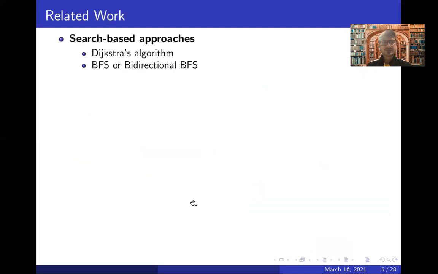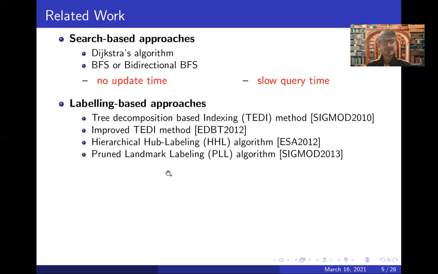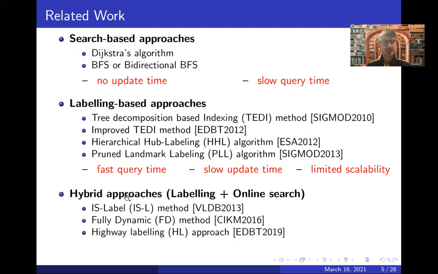There are many approaches in the literature that can be used to address this problem on dynamic graphs. The first one is search-based approaches, which require no update time but have a slow query time. The second one is labeling-based approaches, which guarantee a fast query time but are slow in updating the labeling and also have limited scalability. The next one is hybrid approaches, which combine labeling and online search in order to be able to answer distance queries on very large graphs with billions of vertices and edges. But still, these approaches have a very slow update time.